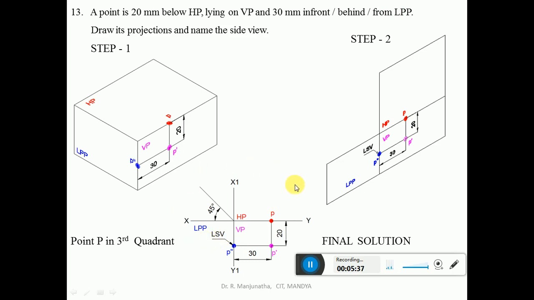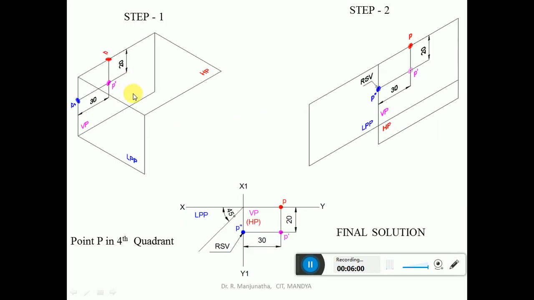So this is how we will be able to solve the problem when the point is lying on VP in the third quadrant. But now the point is also lying below HP. Since it is lying on VP, naturally we can take it in the fourth quadrant also. So let us see how this can be solved in the fourth quadrant. So first we are going to take the fourth quadrant sketch here, in 3 dimensions.